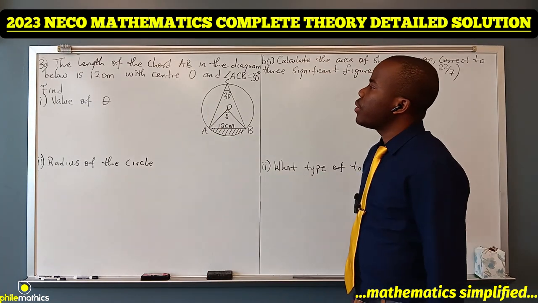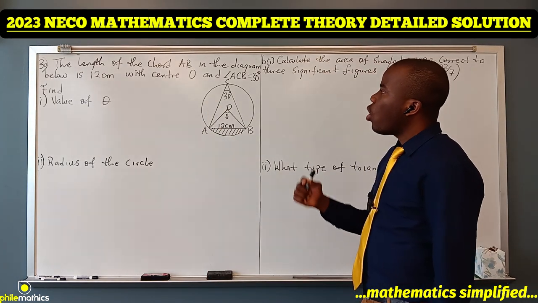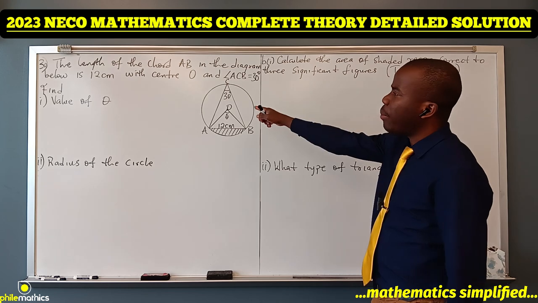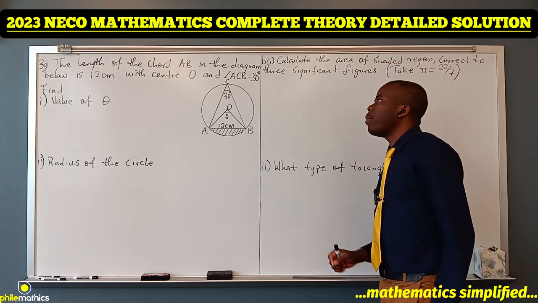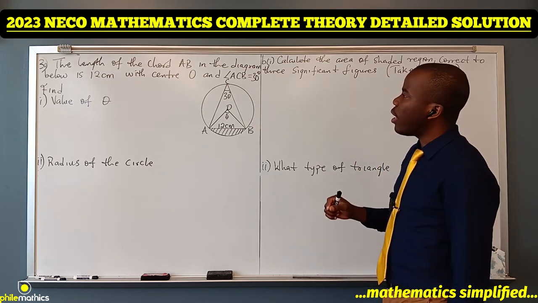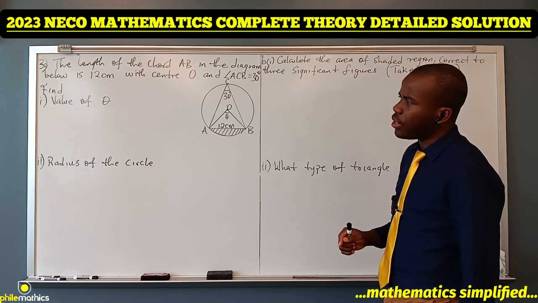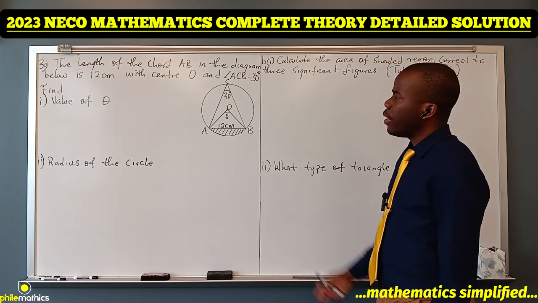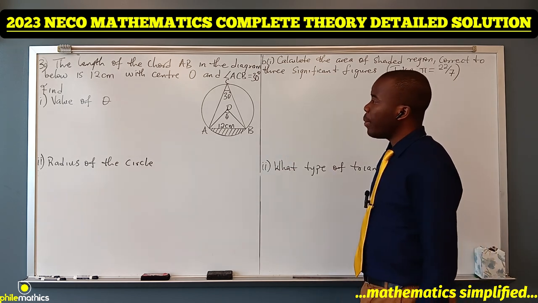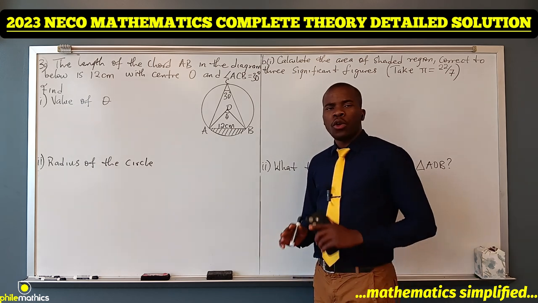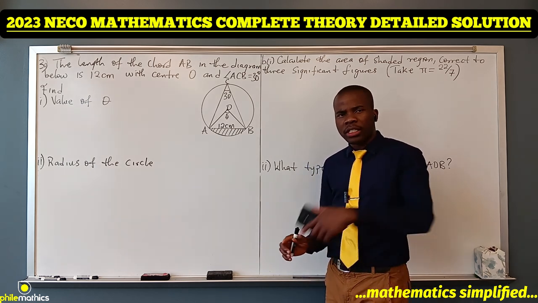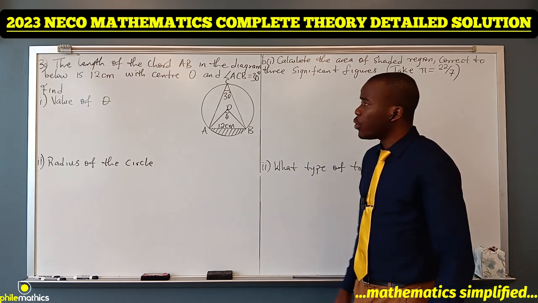Question 3a says, the length of the chord AB in the diagram below is 12 cm with center O and angle ACB 30 degrees. Find the value of theta. I mean, this is circle theorem. I have done justice to topics on circle theorem. You can check my channel for the videos.